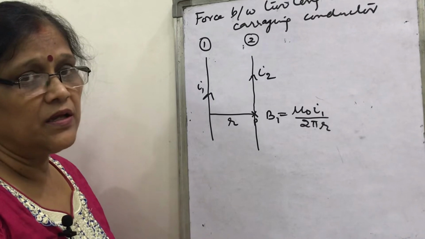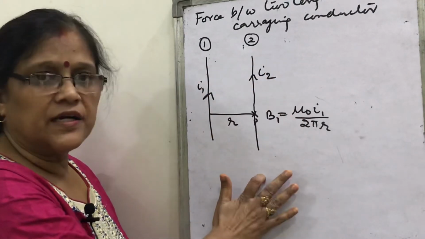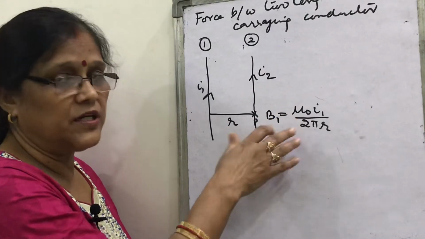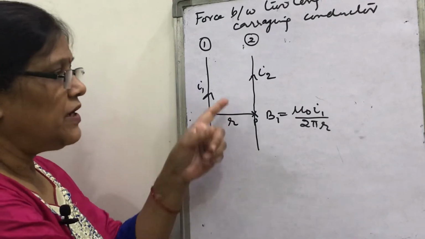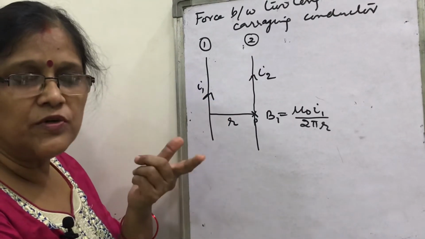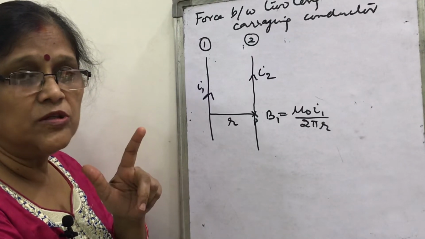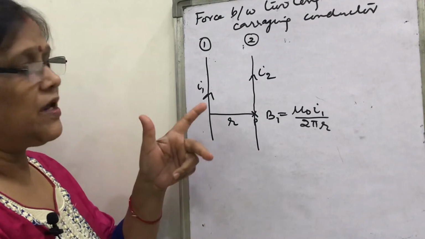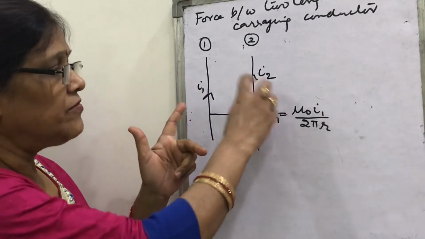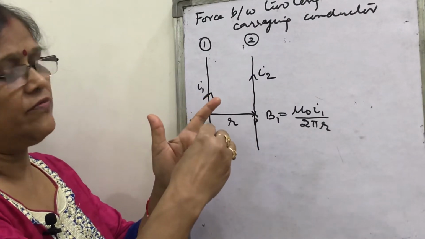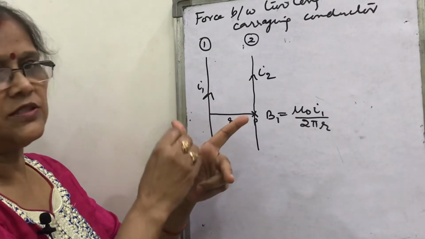What will happen? Before that I discussed that whenever a current carrying conductor is placed in a magnetic field, it experiences a force. Same thing will happen here. The force will act on the wire and the direction of force will be determined by Fleming's left hand rule. So before deriving the expression for force, look here at the direction. In the second wire the current is upward, and in Fleming's left hand rule, this is the direction of current, this is the magnetic field, and this is the force.